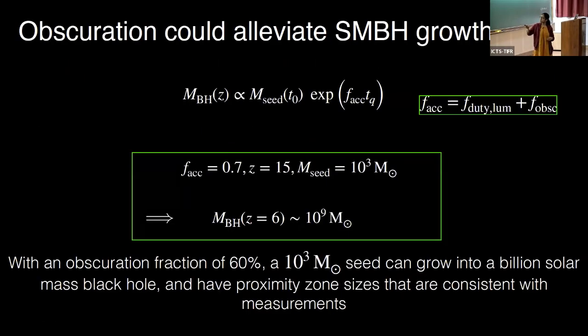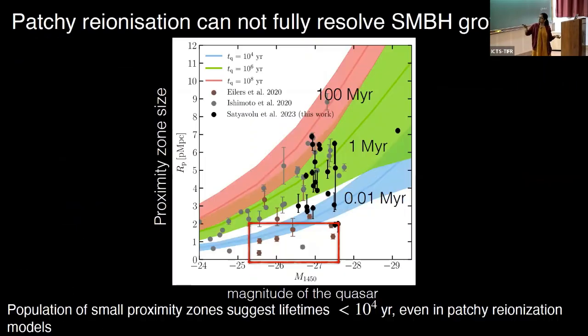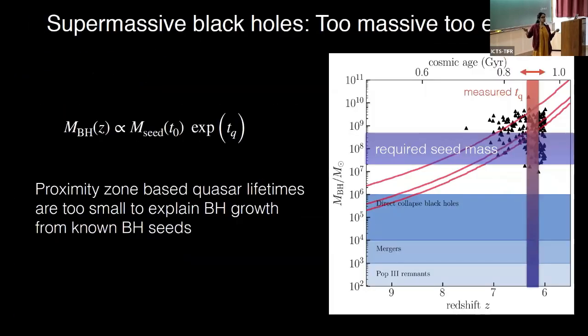Yes, yes. So a 10 to the power 3 would be a population 3 remnant. Basically, this is assuming that the black hole is growing at the maximum rate it can. It's called the Eddington limit. And such a seed can grow at the Eddington limit to 10 to the power 9 solar mass if there is obscuration.